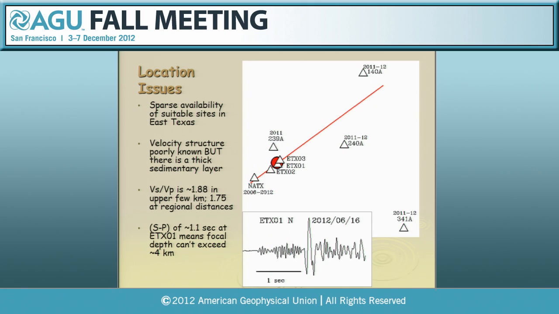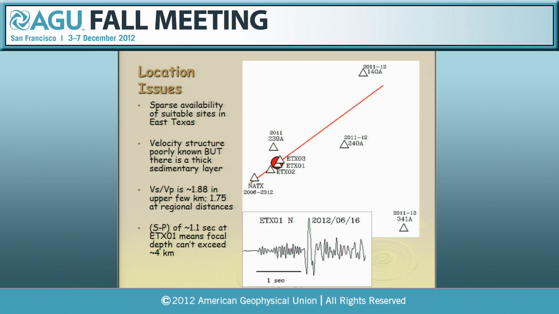So again, this 341 station over here in Louisiana is very critical. It's very important to us as we try to constrain our location in this direction, coupled with the 239. Along here in this direction, we're very comfortable with our location.